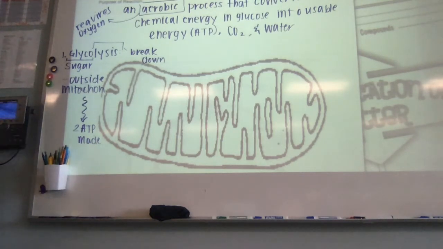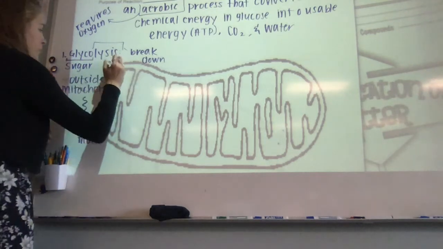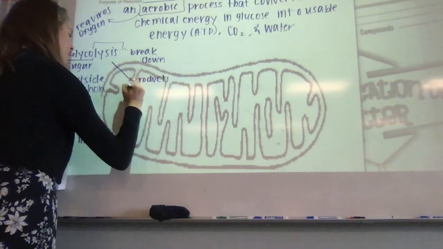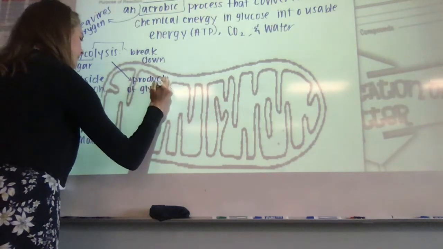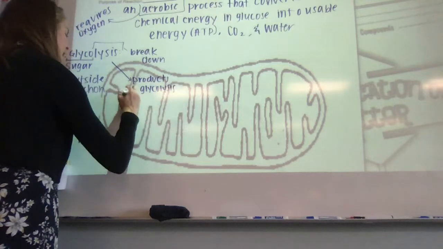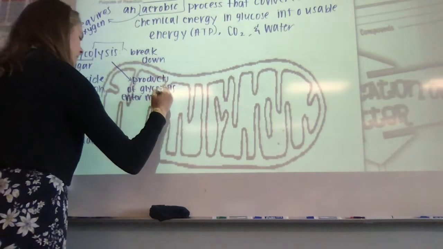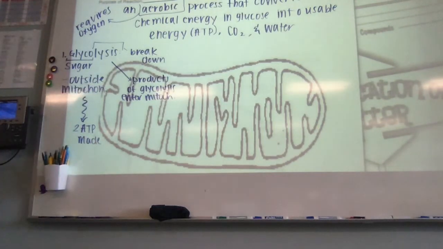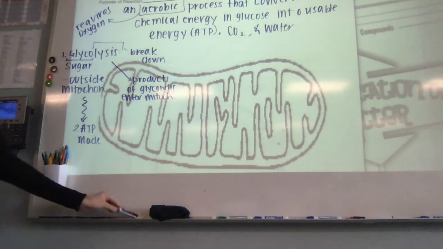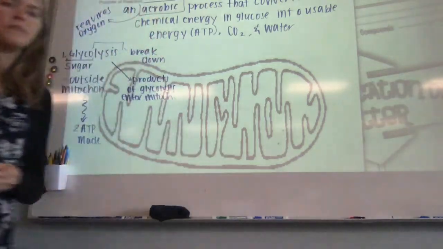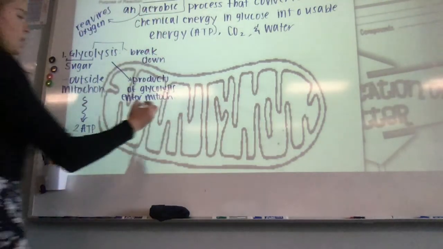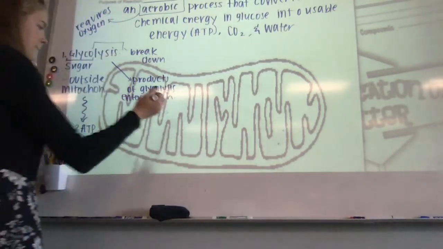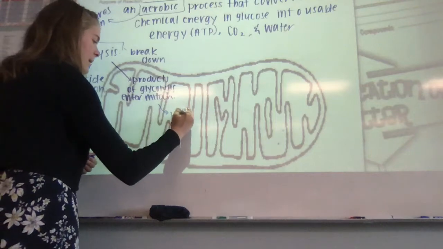And it also makes some other things. So the products of glycolysis are going to enter the mitochondria. Okay, so the products of glycolysis are entering the mitochondria, and they're going into the second phase of cellular respiration, which is what's called the Krebs cycle. Oh, this marker stinks. Okay, they're going into the Krebs cycle.